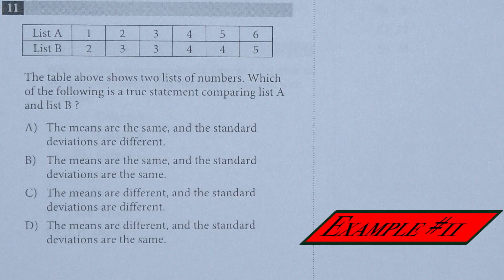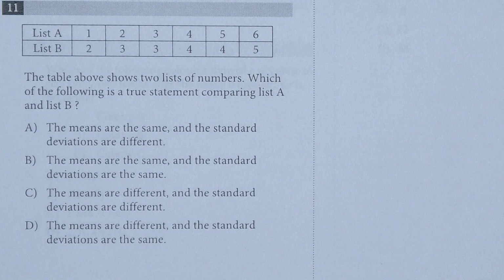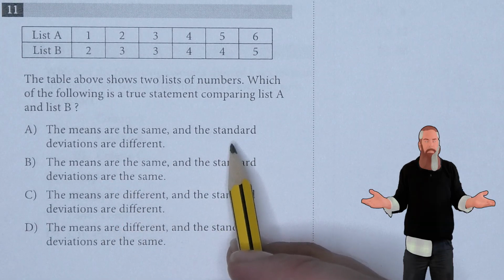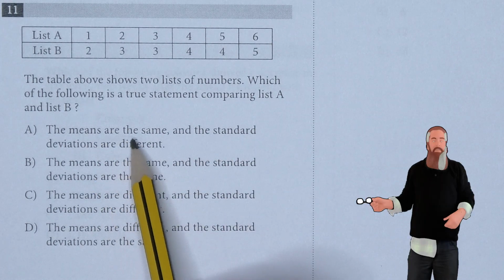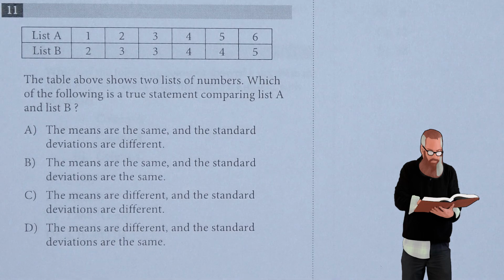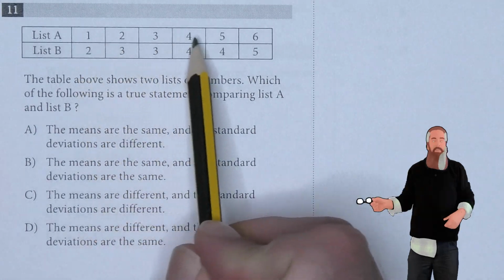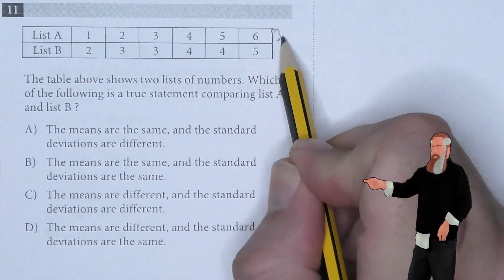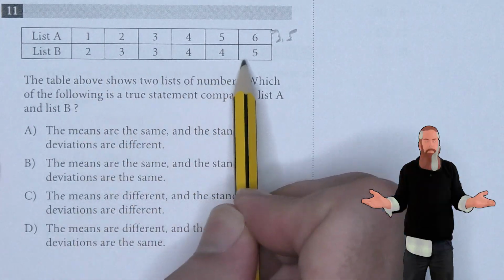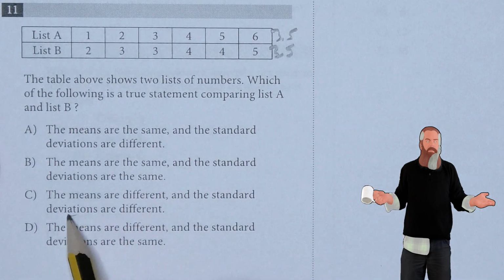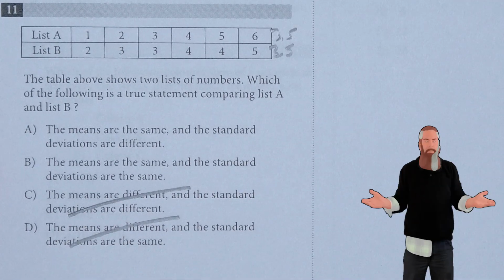The table above shows two lists of numbers. Which of the following is a true statement comparing list A to list B? So we're talking about the mean compared to the standard deviation. Let's first check what the mean is. Either the mean is going to be the same or it's going to be different. It allows us to eliminate half the answers. Now, if I add up all of these numbers and divide by 6, I find that the mean for list A is 3.5. And if I add up and divide by 6 everything in list B, I get a mean of 3.5, which means their mean is the same, so C and D are out.